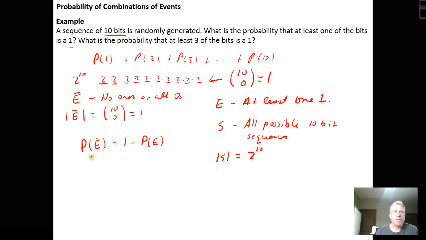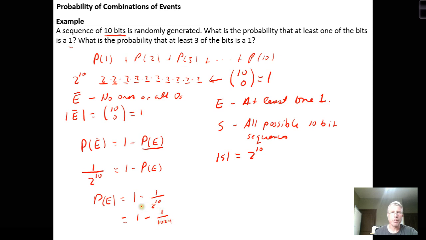So if I want the probability of E complement, it is just going to be 1 over 2 to the 10th power. It's going to equal 1 minus the probability that I'm interested in. So by algebraic manipulation, we get that the probability that I have at least 1 is going to be 1 minus 1 over 2 to the 10th power, which is going to be equal to 1 minus 1 over 1024, because 2 to the 10th comes out to be 1024. And if you simplify this, you get a common denominator. This 1 is 1024 over 1024. So you wind up getting 1023 over 1024.